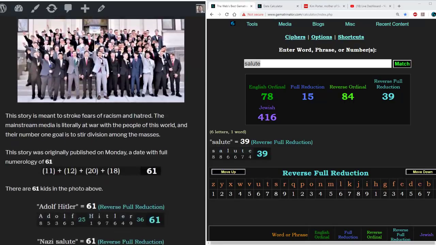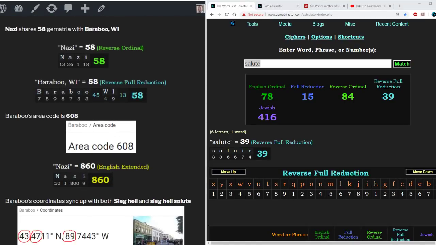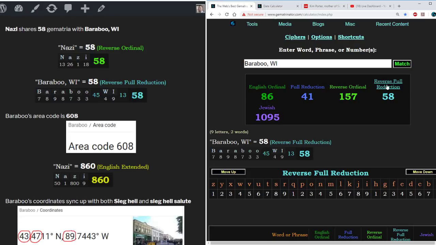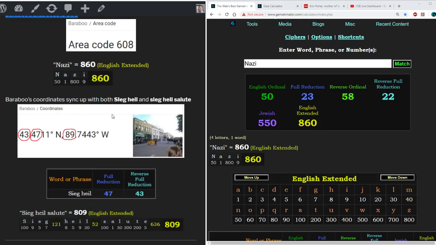This photo was taken in Baraboo, Wisconsin, so let's talk about why Baraboo, Wisconsin would be selected for a Nazi ritual. The word Nazi sums to 58 in the reverse alphabetic order. Baraboo, Wisconsin, when abbreviated, also sums to 58. In English gematria, the word Nazi equals 860. Baraboo's area code is 608, like 3 of these digits in the area code, same 3 digits.